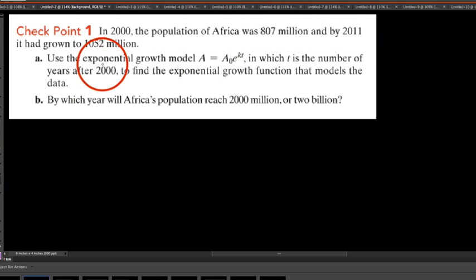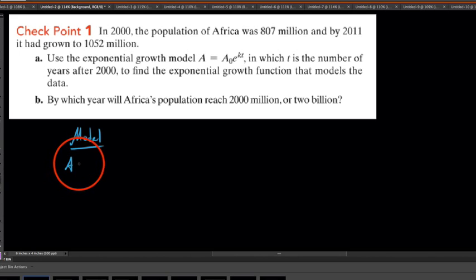It says use the exponential growth model A equals A sub 0 e to the kt, in which t is the number of years after 2000, to find the exponential growth function that models the data. So here's the deal. We're going to look for a model and we're going to write down our knowns. Our model is what we're going to be writing in this form here.